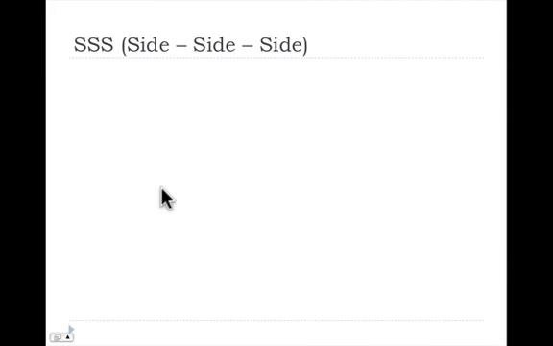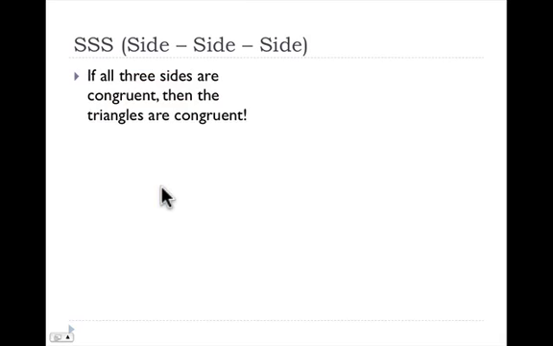All right, the first one is side, side, side. What SSS tells us is that if all three sides of a triangle are congruent to the three sides of another triangle, then the triangles are congruent without knowing any angle measures at all.